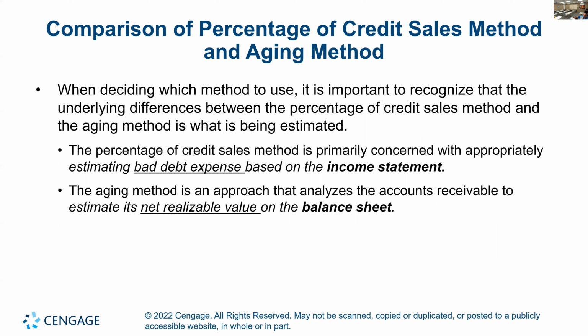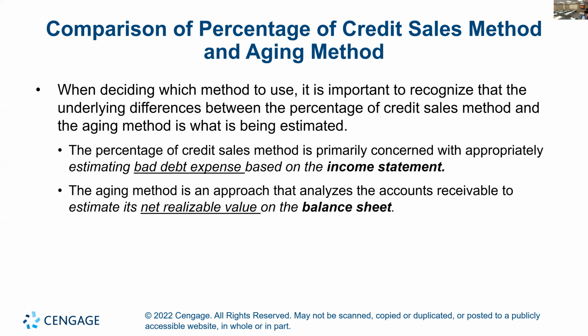Right. So yes, percentage of credit sales is better for our income statement. The aging method analyzes the accounts receivable, and it's more about getting our balance sheet correct. Either one of those methods is okay under GAAP.